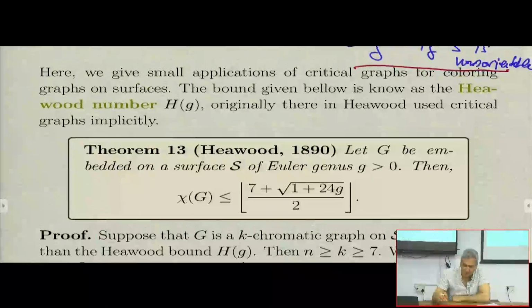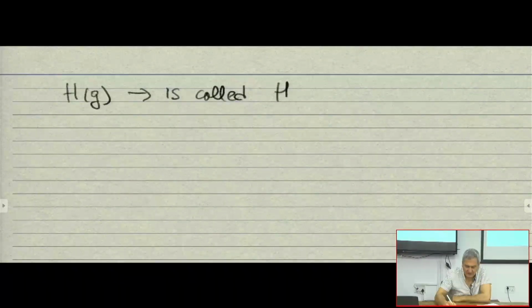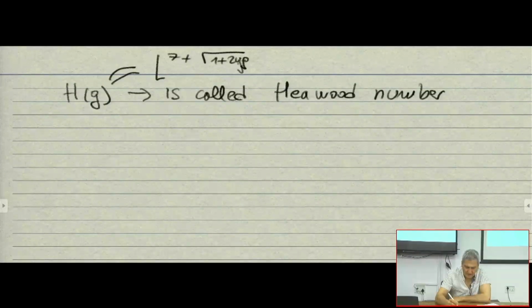So let's make this proof of Heawood. This number is called the Heawood number. Okay?